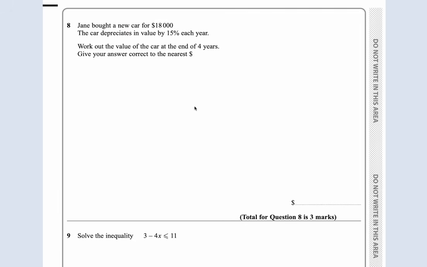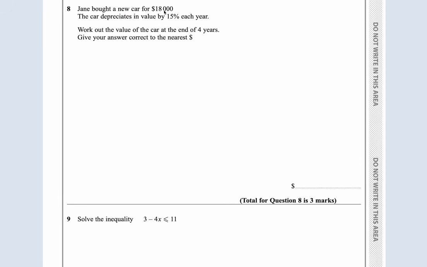Okay. Question 8. Jane bought a car for this. It depreciates by 15% each year. Okay, this calculates value after 4 years. This is, guys, a fairly straightforward question. We do 100 minus 15 because depreciate means it's going down in value. This is 85%. So we're basically trying to get 85% of 18,000. So it's 18,000 times 0.85. But we're going to times it by 0.85 4 times. So I'm going to raise this to the power of 4.